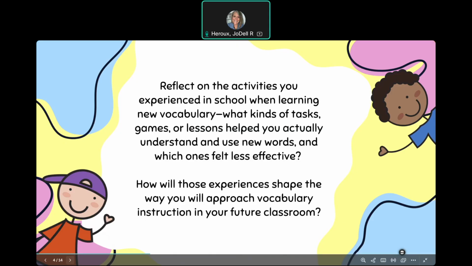Sure, that can be somewhat helpful, but it didn't help me that much because I ended up having to memorize what they meant, where I'm more of a visual learner. So any opportunity for me to draw it or draw something that I think relates to it would have helped me remember. So I would say those were less effective.